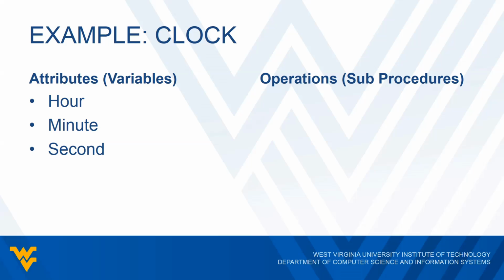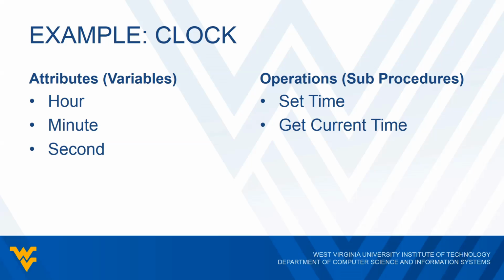Now what about the operations that we can have, or the sub-procedures? Well, think about some of the operations that you can do with a normal clock. One thing is to set the time. You can set the time on a particular watch or an alarm clock. So we should have an operation that allows us to set the hour, minute, and second. We should also be able to get the current time. So anytime you look at your watch or check your phone for the clock, you should be able to get the current time whenever you want.